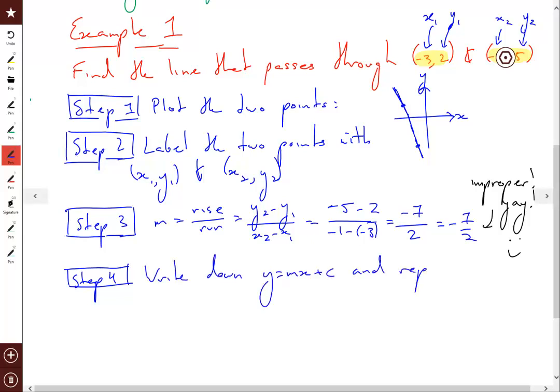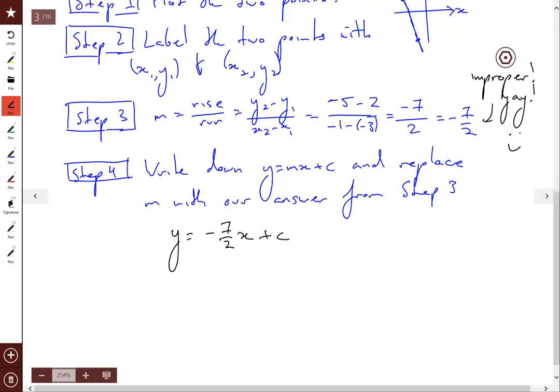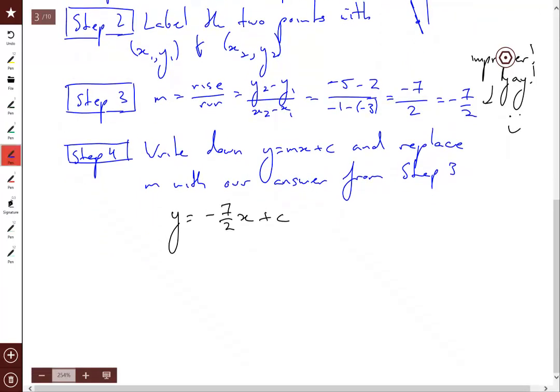And we're going to replace m with our answer from step 3. So our answer from step 3 was -7 on 2. So what we're going to do is we're going to write down y equals -7 on 2 times x plus c, because we still don't know what c is. We do know that m though is -7 on 2. Okay, then we go to step 5.